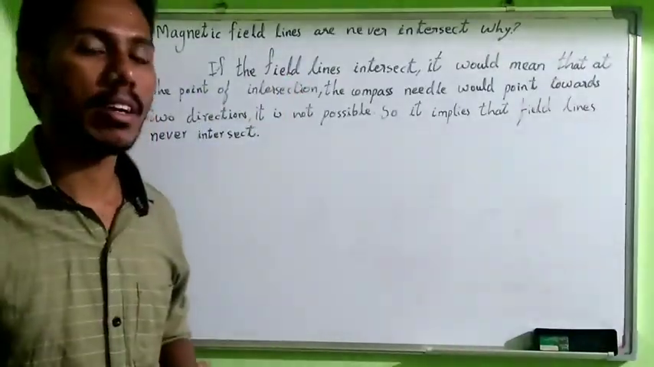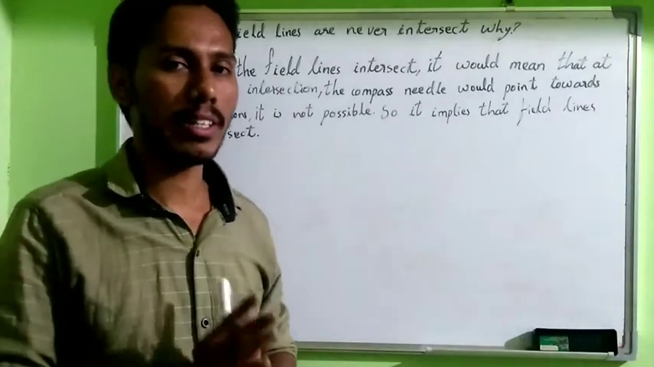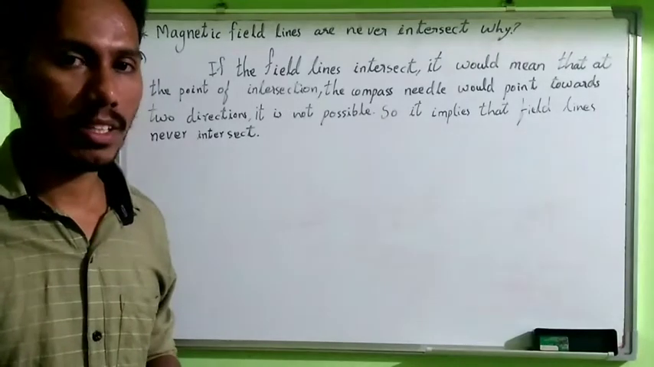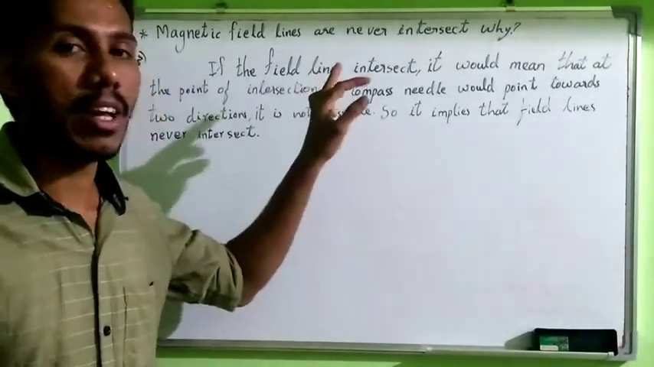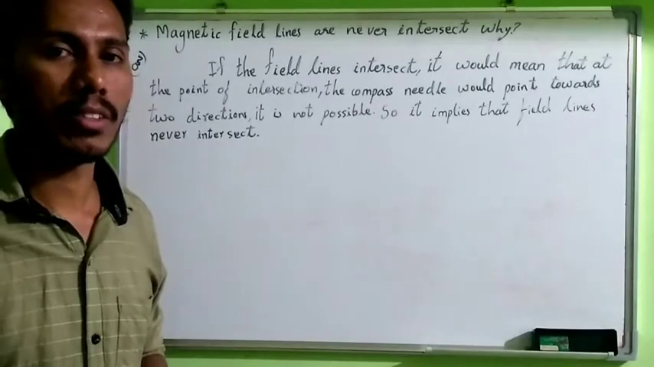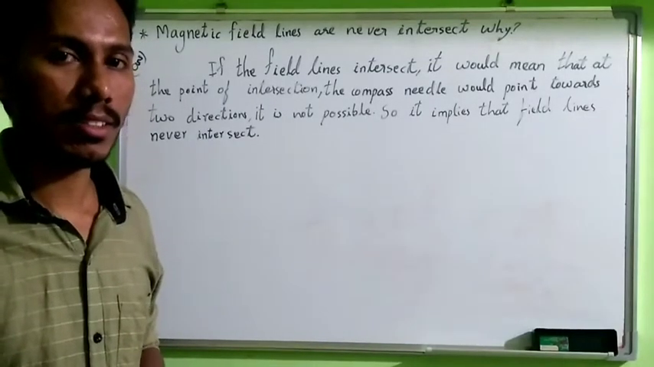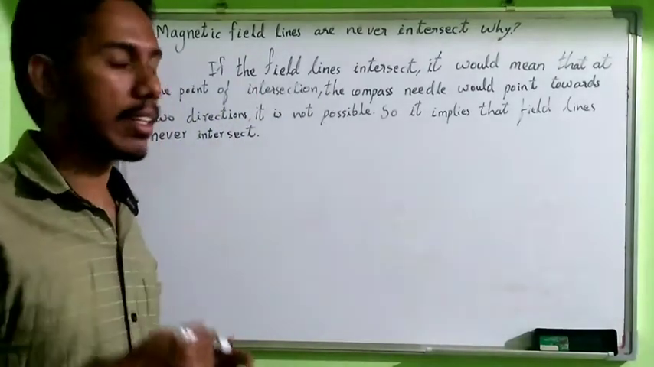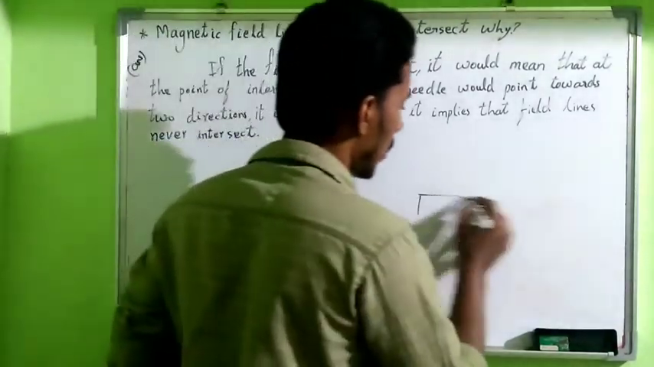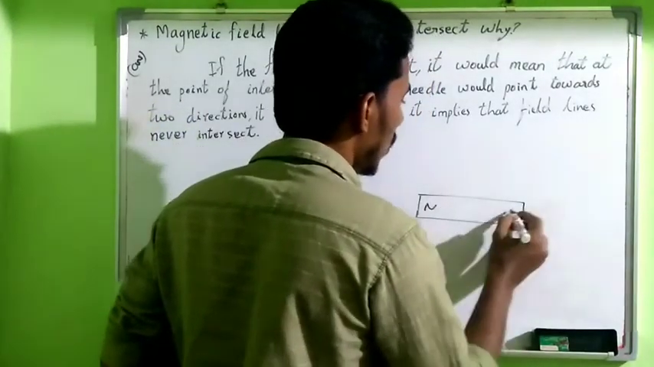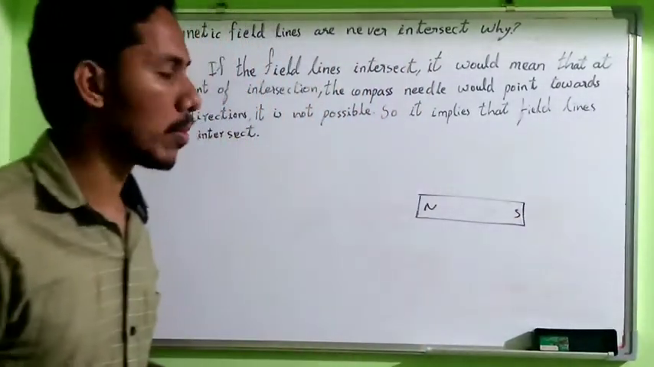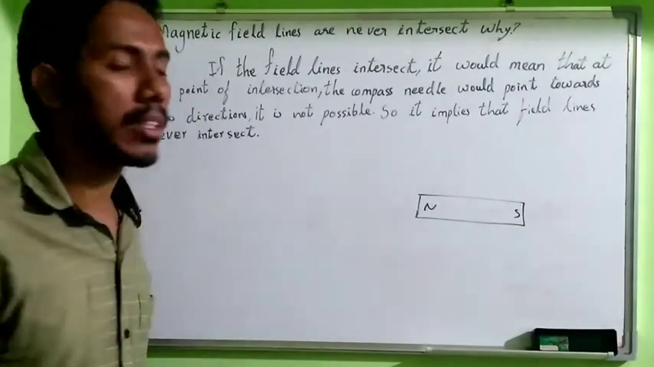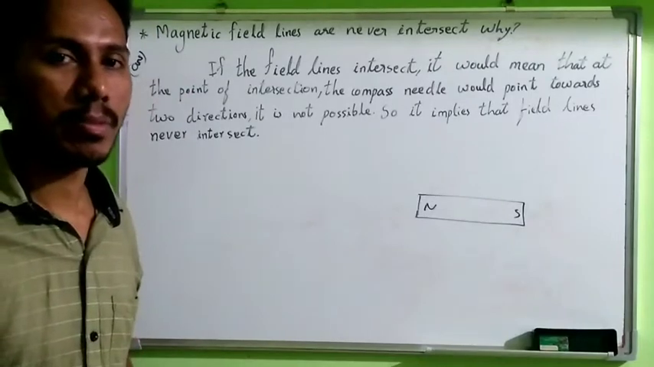Magnetic field lines never intersect. Why? We discussed the properties of magnetic field lines. Magnetic field lines never intersect. Why? You want to find the reason for this. Suppose this is a magnet and these are the north and south poles. How can the direction of the magnetic field be found?